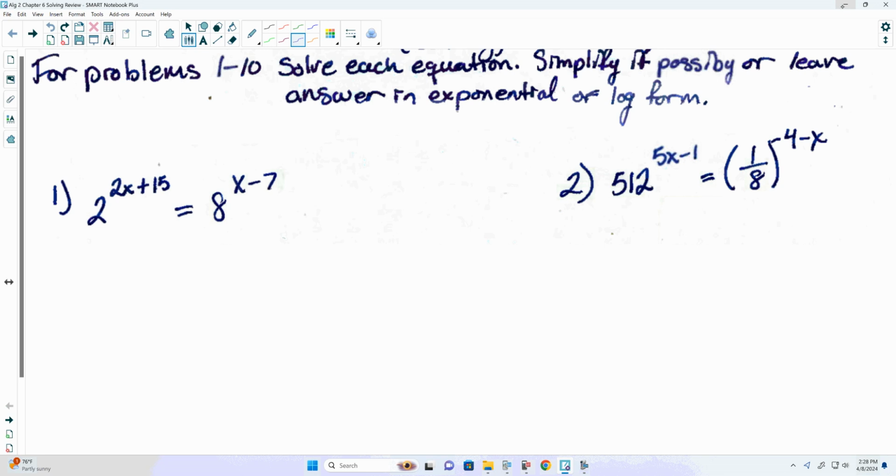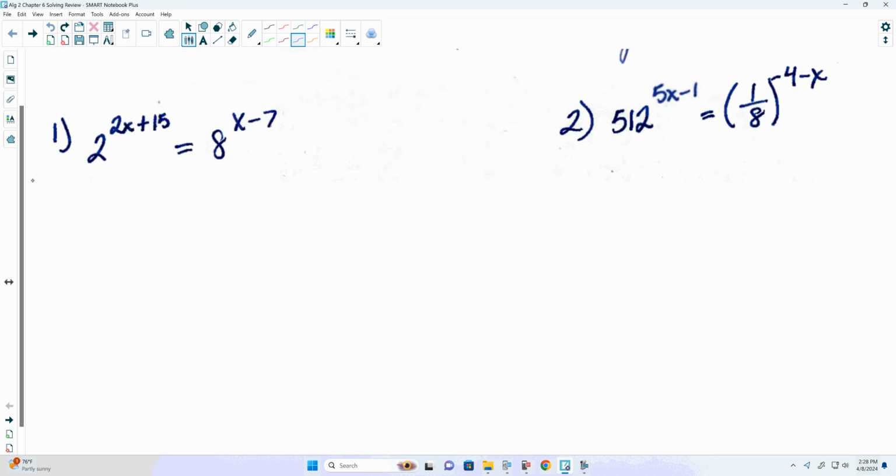All right, guys, we're going to go over the review sheet. So we're looking at problems 1 and 2 first. Now, the first one here, 2 to the 2x plus 15 is equal to 8 to the x minus 7.